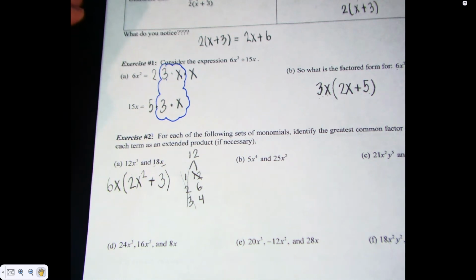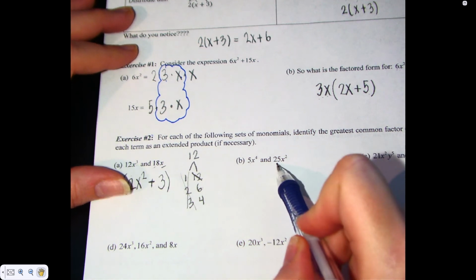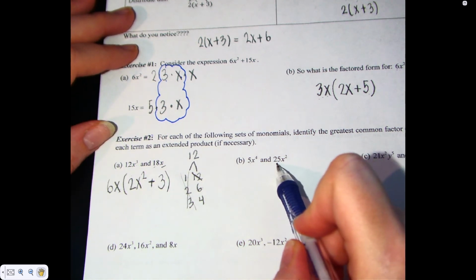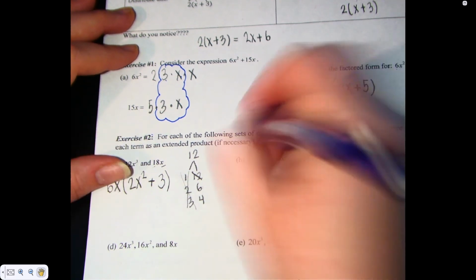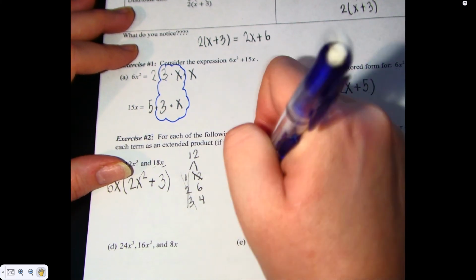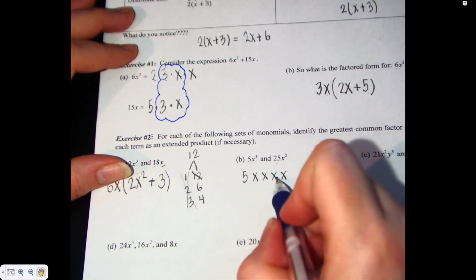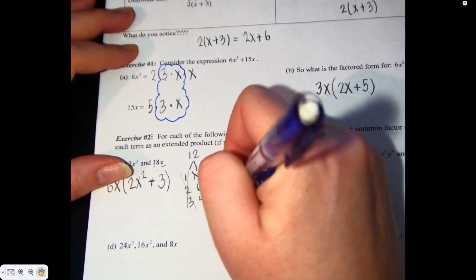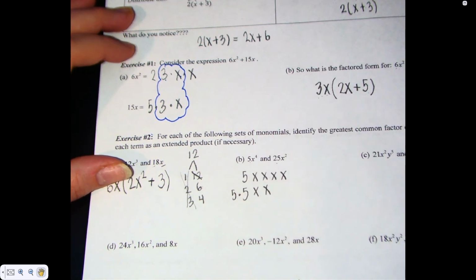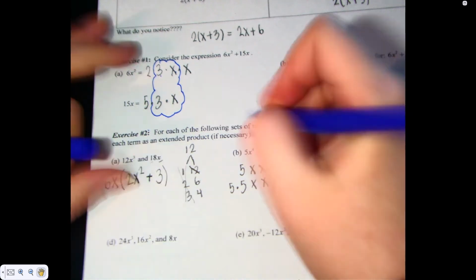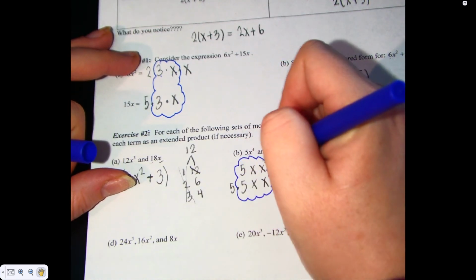Okay, I'm going to look for the smallest number here. So I see a 5. 5 goes into 5. Does 5 go into 25? Oh, yeah, sure does. Okay, so let's write this one as an extended product. So I would have 5, x, x, x, x, 1, 2, 3, 4. And then 5 times 5, x squared. Okay, so that means I can steal this.